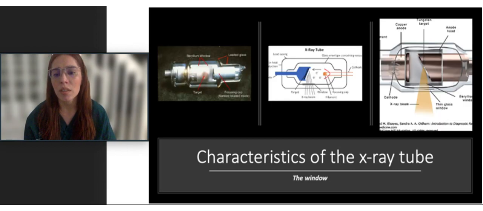The window. The window of the X-ray tube typically is made from beryllium because it allows X-rays to pass through but has sufficient strength to hold the vacuum required for the X-ray tube to operate.